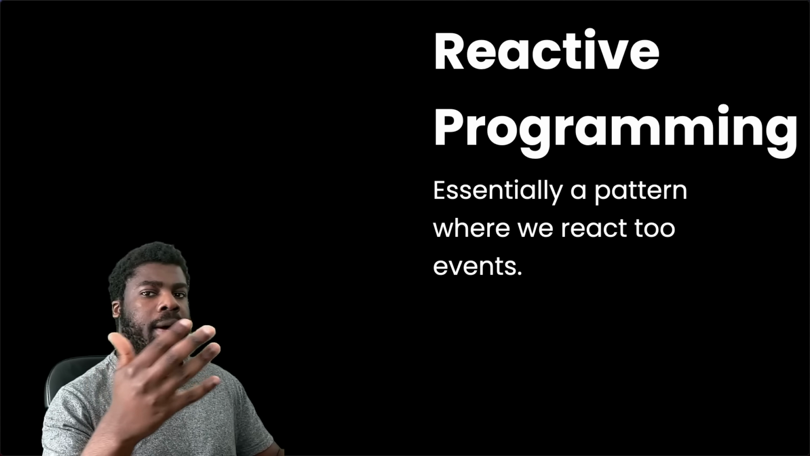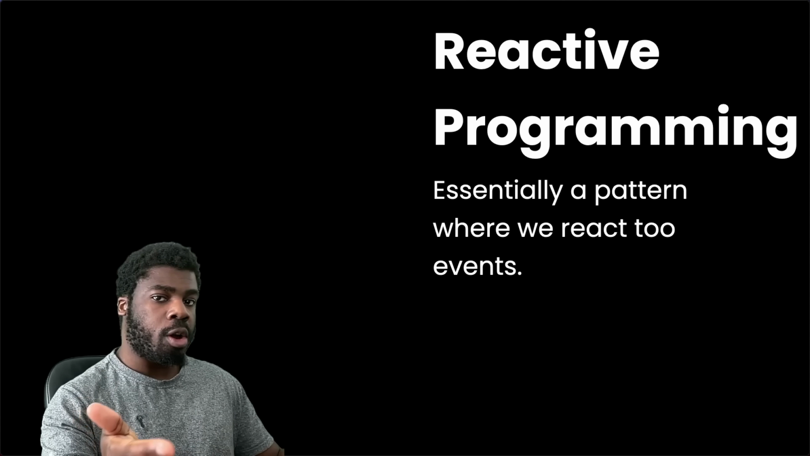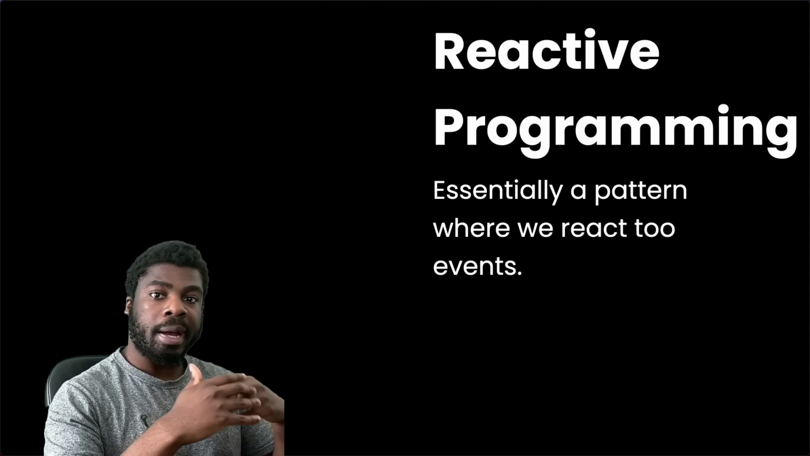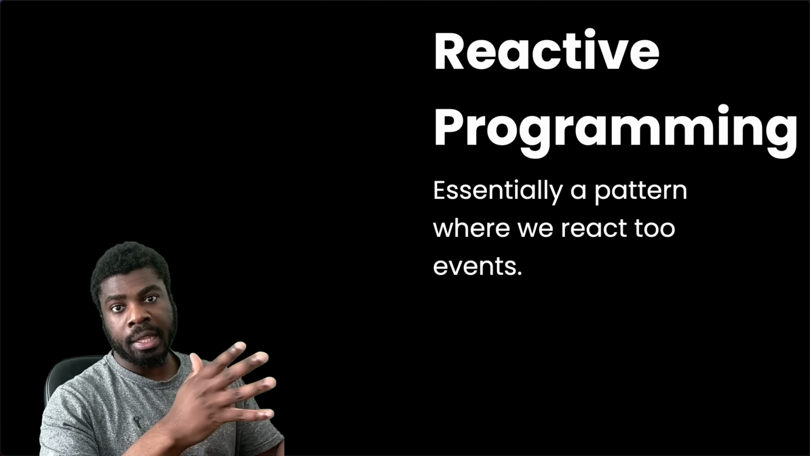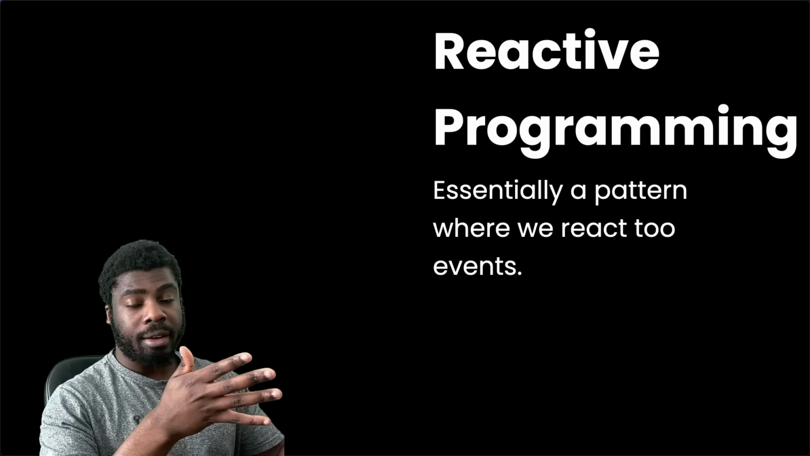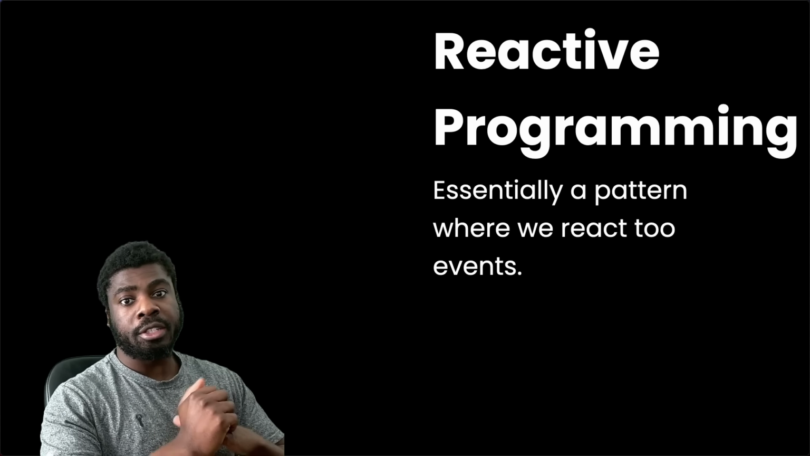When working with Combine, it brings forward a new concept that you may not be used to called reactive programming. Reactive programming is essentially a pattern where we have an object that listens to some sort of event, and when it receives a change or some sort of value, it reacts to it. So we make our UI react to changes.